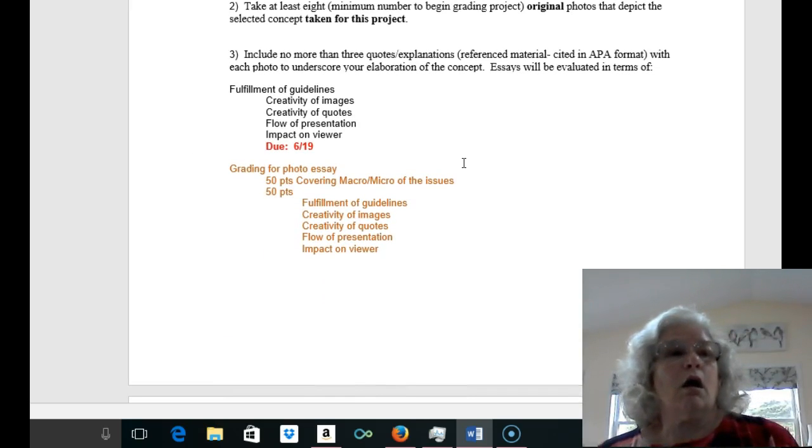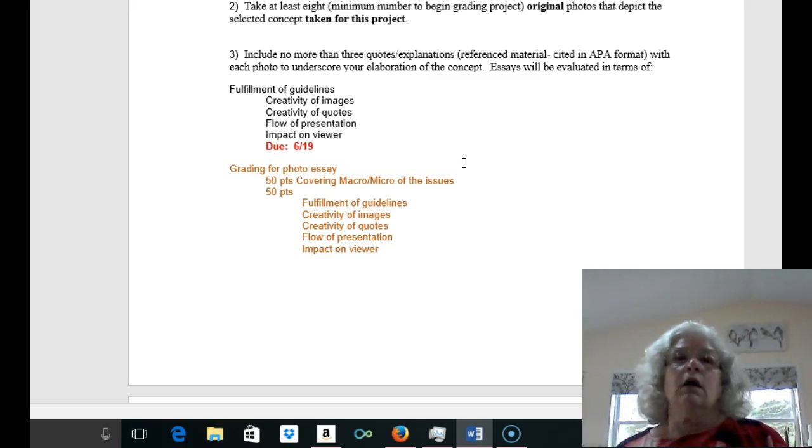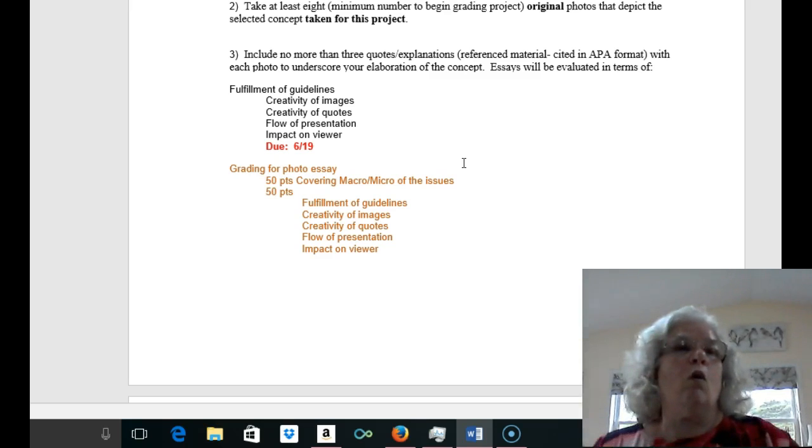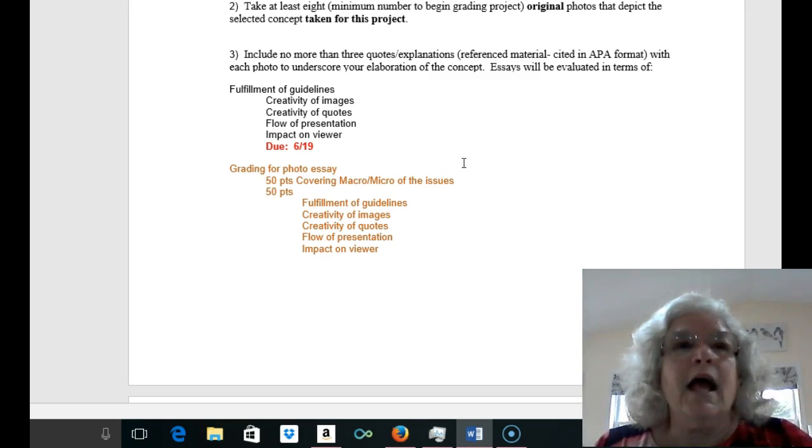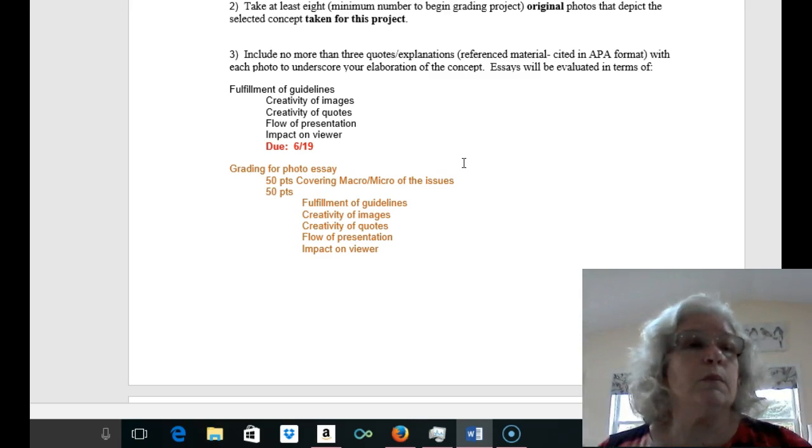Your photo essay needs to cover micro and macro theoretical issues of the problem. Now, sometimes you can only take pictures of the micro issue because you're here in Mansfield or in your home or wherever you're at. Therefore, the macro needs pulled in from those quotes, or vice versa. Maybe you're looking at those big macro pictures and you need to bring in the micro.